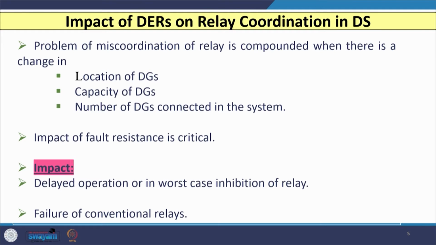Now, when we talk about the coordination of relays, we know that the relay may maloperate, which we call miscoordination among various relays. This increases when the location of the DG changes, when the capacity of the DG changes, and when the number of DGs connected in the distribution network changes. So, the more DGs are connected into the network, the more miscoordination among relays is observed. Even when we consider the impact of fault resistance, the problem becomes more compounded.